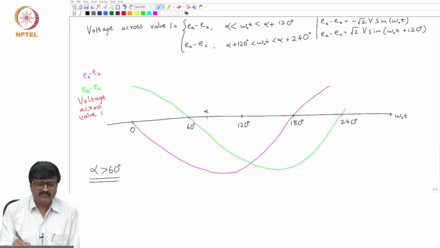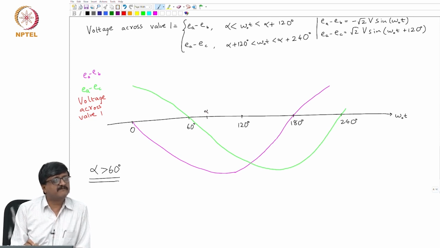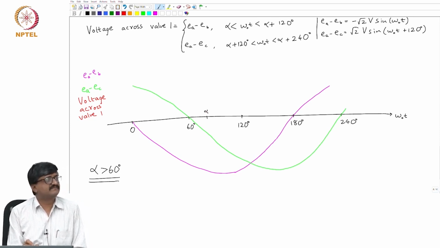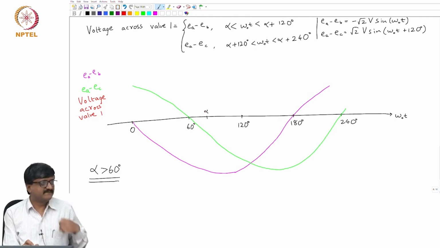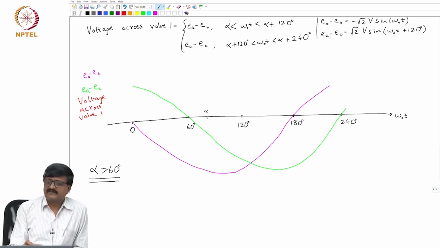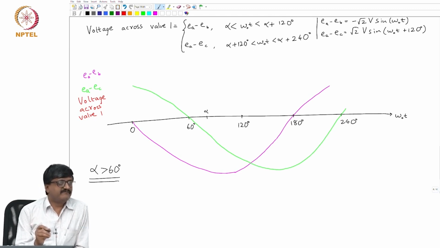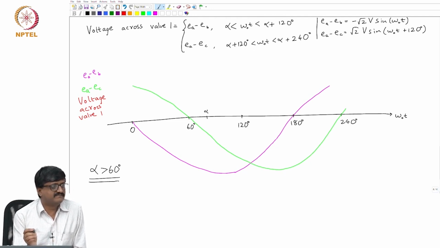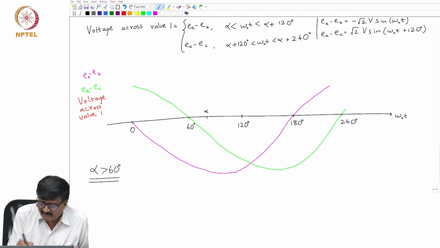So, up to alpha, that means just before alpha, what is the value of voltage across valve 1? Why? See, alpha is the instant at which a valve is turned on. Which valve is turned on at alpha? 3 is turned on. See, alpha is the instant at which 3 is turned on. So, before 3 being turned on, which valve is conducting? One is conducting. So, we are trying to plot voltage across valve 1. When a valve is conducting, voltage across the valve is 0. Okay. So, voltage across valve 1 before alpha is 0.